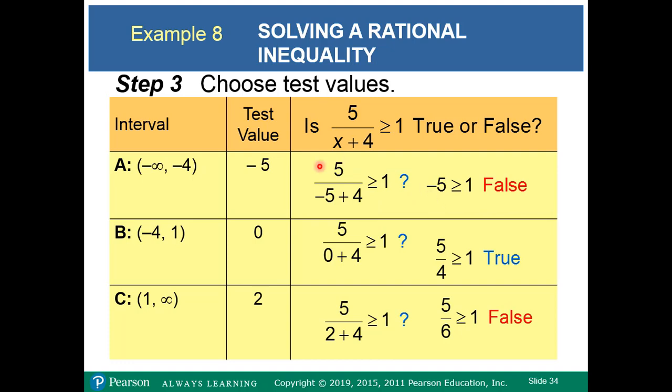When we plug them in, we're looking for values that are greater than or equal to 1. Plugging in negative 5, we get 5 over negative 4 plus 5, which gives us negative 5. Negative 5 is definitely not greater than or equal to 1. Then we put in 0, so that gives us 5/4, and 5/4 is greater than or equal to 1. Then 5 over 2 plus 4, which is 5/6. Is that greater than or equal to 1? That is false. It is not.